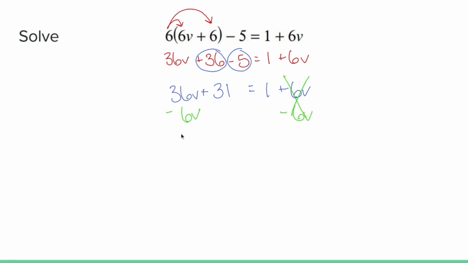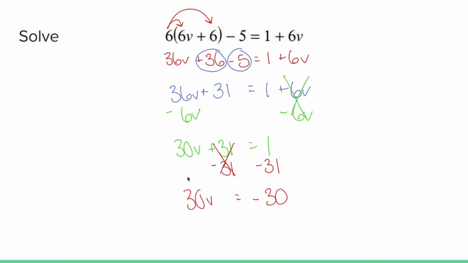36v minus 6v is 30v. Drop down plus 31 equals 1. Now it's a two-step equation. Get rid of the constant that's floating around all by itself first. That's 31. So subtract 31 because it's the inverse of plus 31. So minus 31. Drop down the 30v. And 1 minus 31 is negative 30.